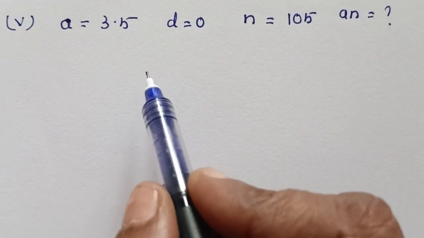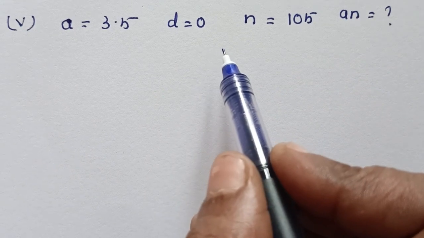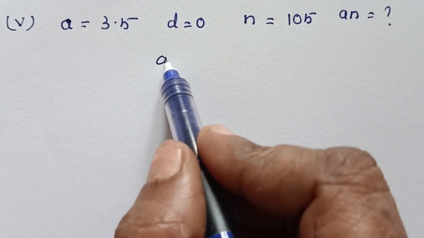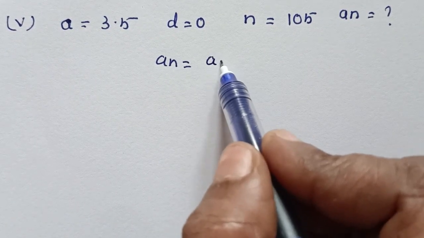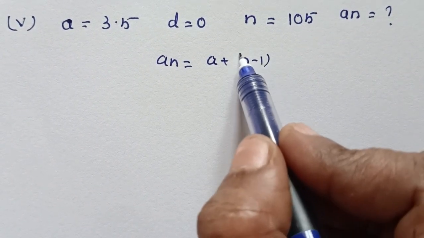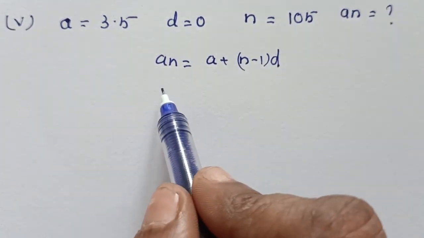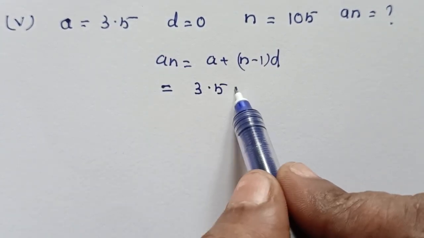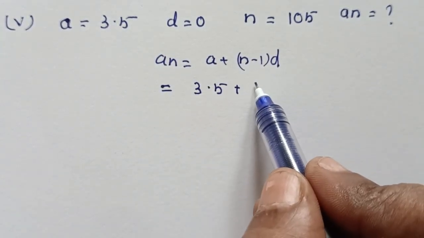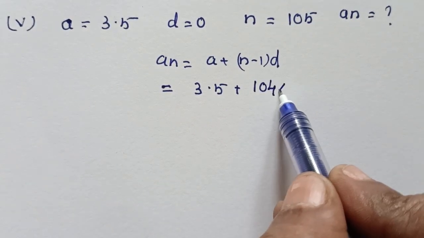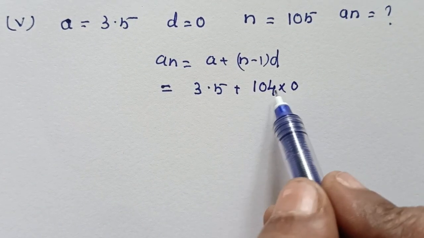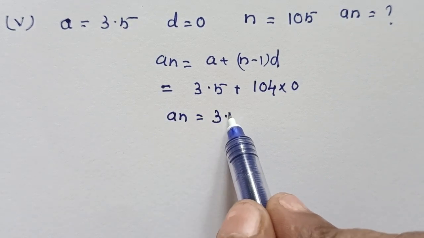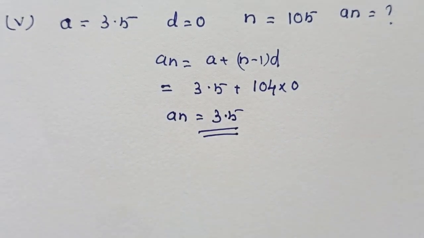Fifth question, a equal to 3.5, d equal to 0, n equal to 105, an we have to calculate. an equal to a plus n minus 1 into d, that is equal to a is 3.5 plus n minus 1, 105 minus 1, that is 104, into d equal to 0. This will become 0. So we get an, nth term, equal to 3.5. Okay.